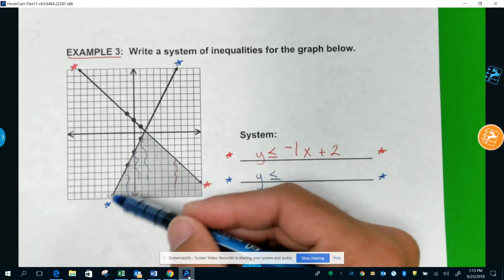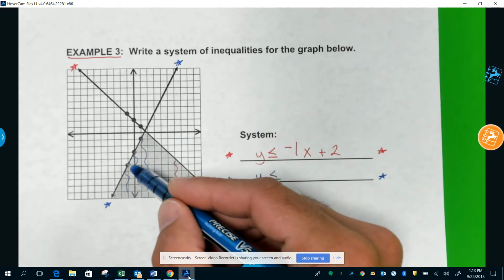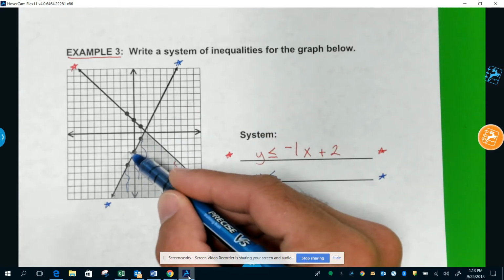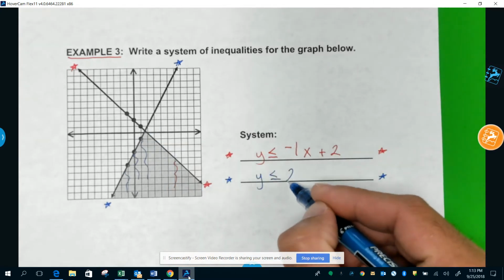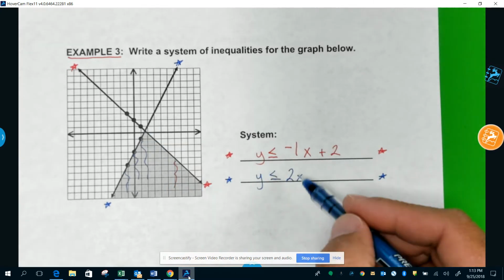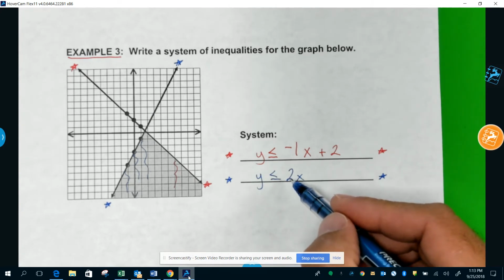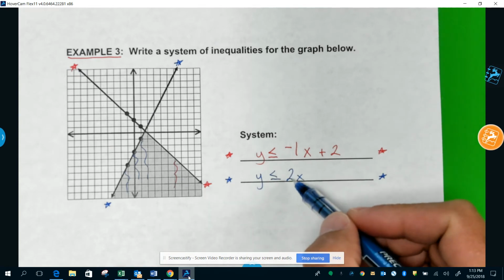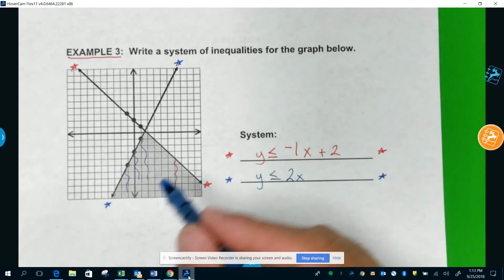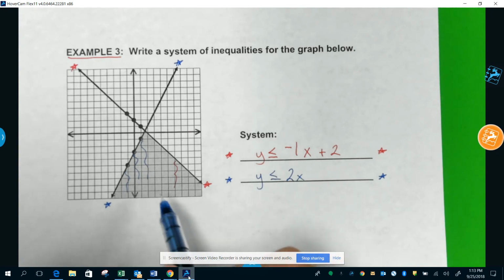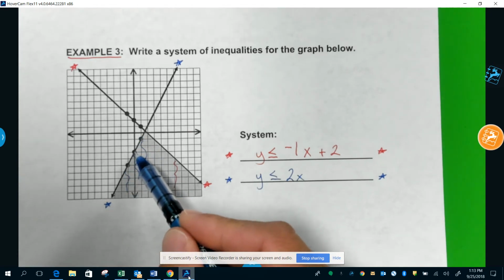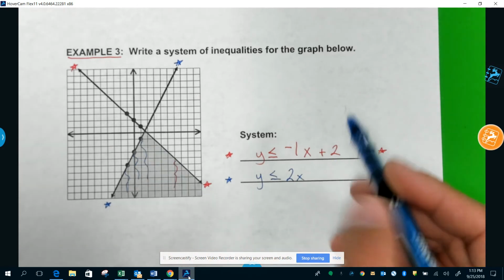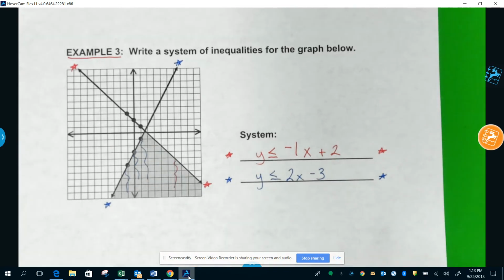This line has a positive slope. It's going up and to the right. If I count from one coordinate to the next, I go 2 over 1. 2 over 1, 2 over 1. Well, 2 over 1 is really just 2. Remember, my slope is my m. It's always attached to the x. 2 over 1, we don't really need to put as a fraction. So y equals 2x, and then where does it cross the y-axis? That's our y-intercept. It crosses the y-axis at negative 1, negative 2, negative 3. So we'd put minus 3 there at the end.